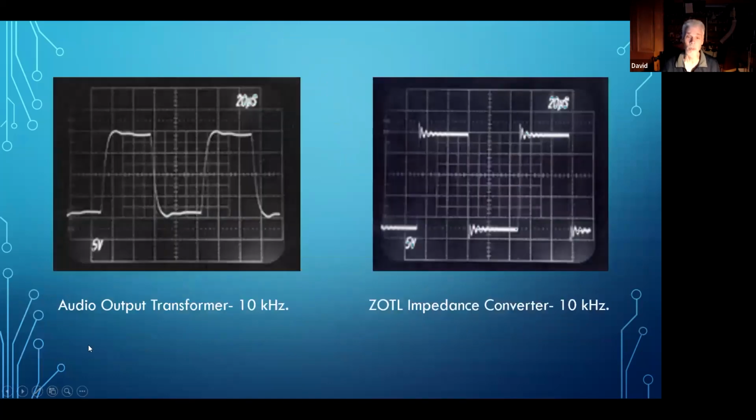So how well does this work? Let's compare. Here's the 10 kilohertz square wave signal to an output transformer, a good output transformer. And yeah, there's some rounding and some things. The zonal impedance converter, now this is without an output filter, it's quite a bit faster.